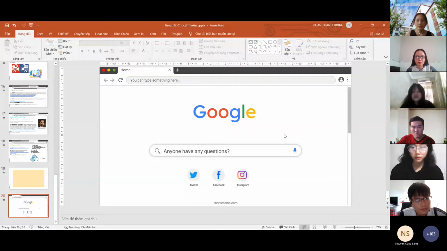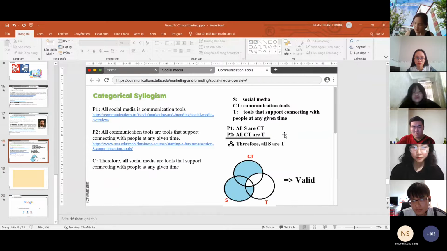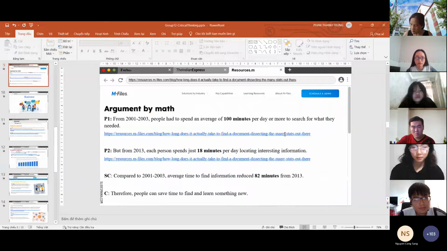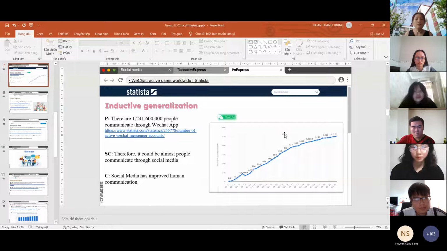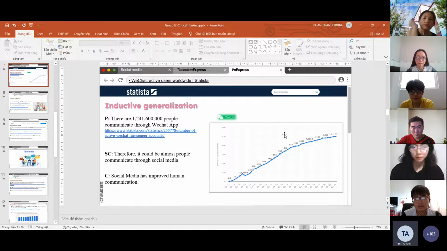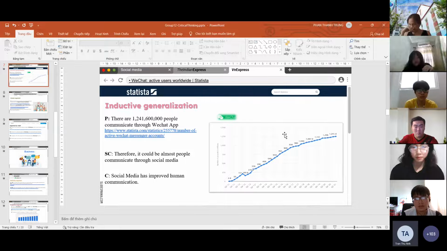I have a question. Tuan, please. Can you switch to the slide, the inductive generalization? Okay. Here it is. Can you see the slide? Yes. I think the problem is in the premise, because you talk about how social media improves human communication, but you only use the WeChat app and it represents all social media, so it's kind of a fallacy. I agree.